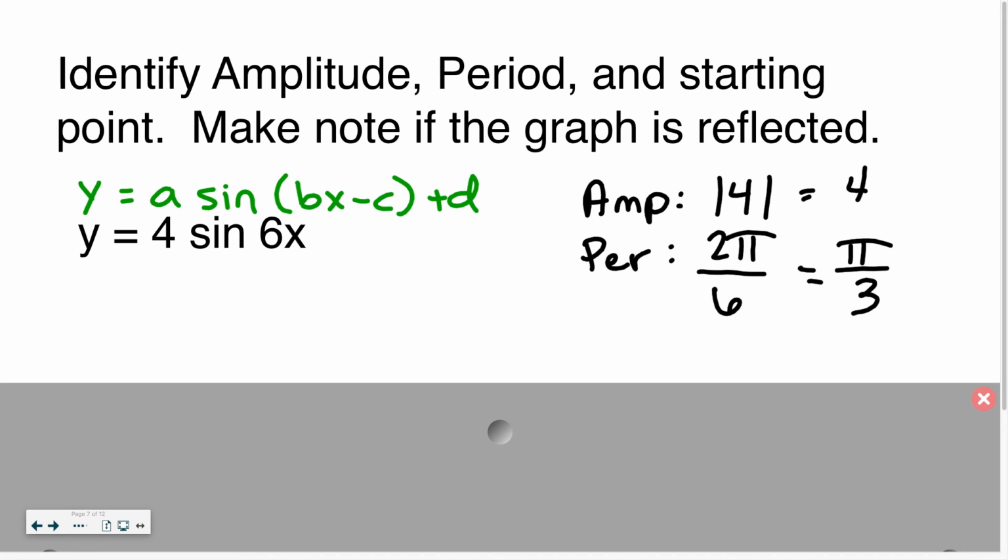Let's see, starting point. If C and D are 0, this is easy, right? It's just 0, 0. Because C over B, if C is 0, it's going to be 0. D is 0. So there is no left-right shifting.